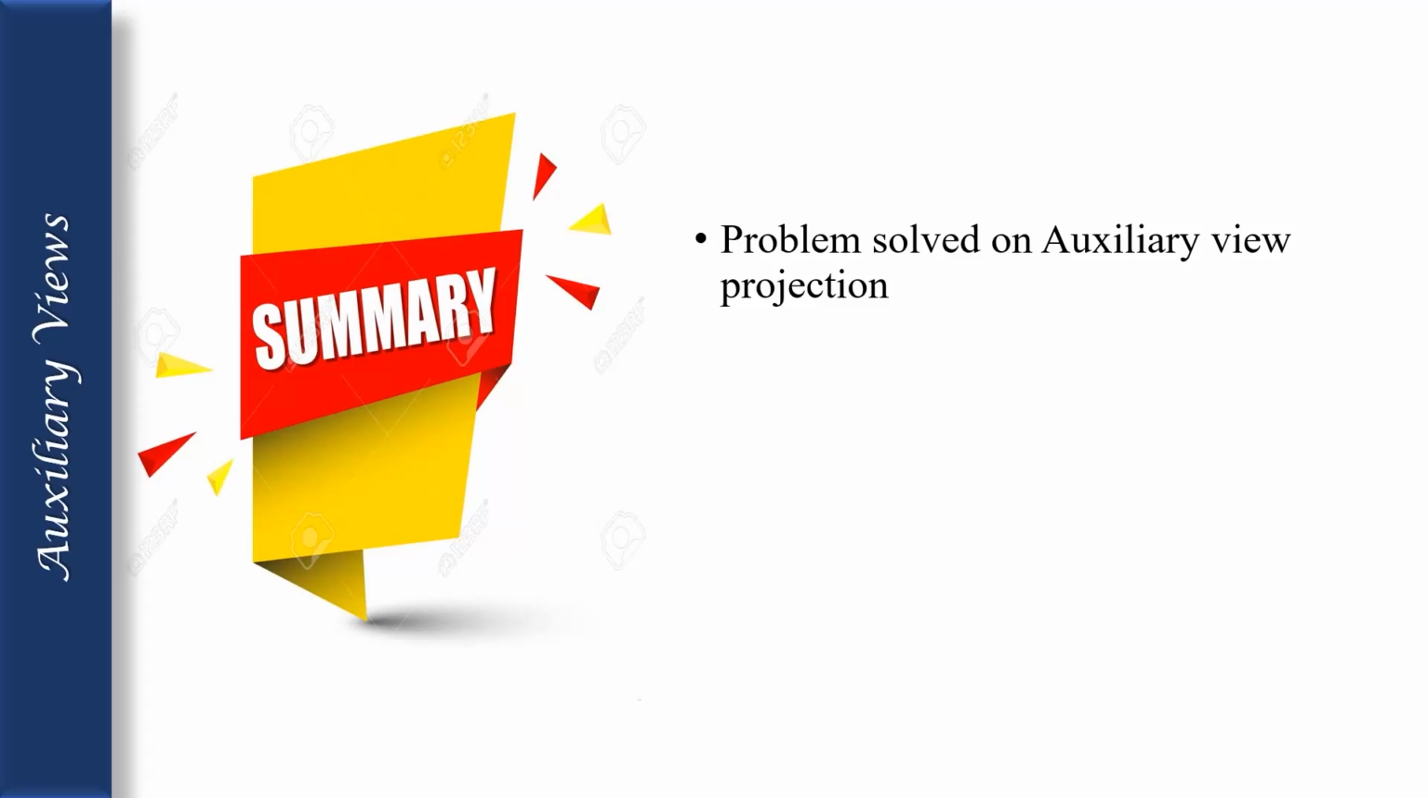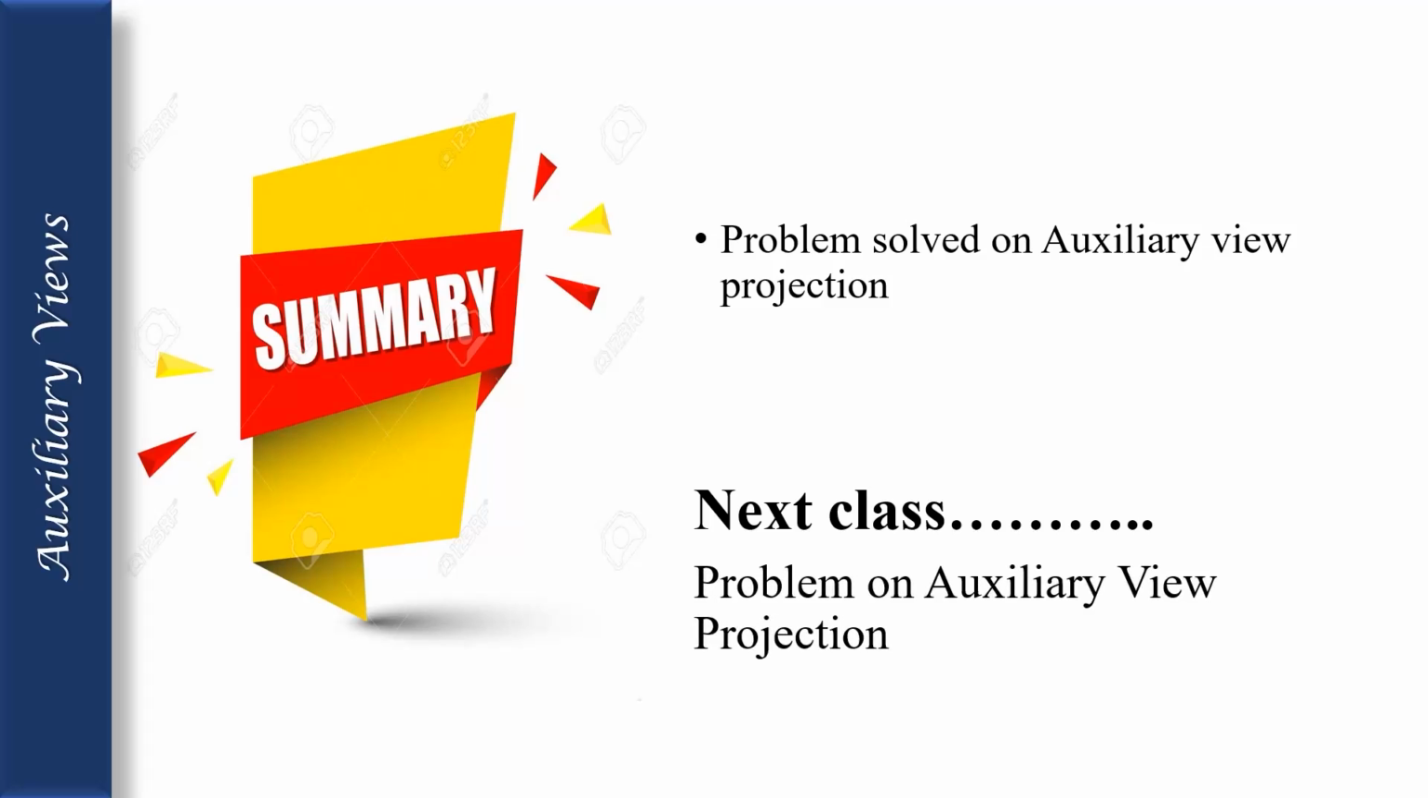The next is the summary. As usual, we have solved a problem on auxiliary view projection. In the next class, we will discuss the last problem of the auxiliary view projection. This is the 5th problem, and the 6th problem we will discuss in the next class, lecture 8.